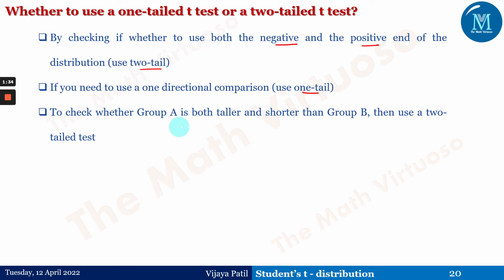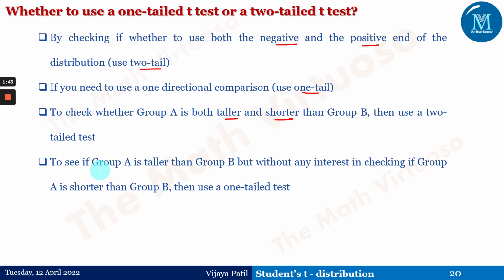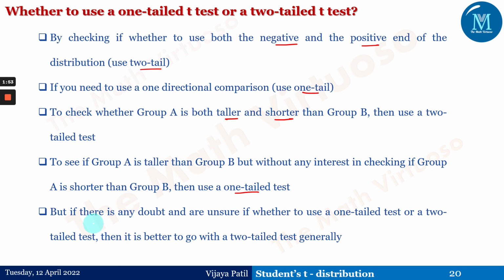To check whether group A is both taller and shorter than group B, we need to use a two tail test, whereas to see if group A is taller than group B, without any interest in checking whether group A is shorter than group B, we need to use the one tail test. But if there is any doubt and you are unsure whether to use a one tail or a two tail test, then it's better to go with a two tail test generally.